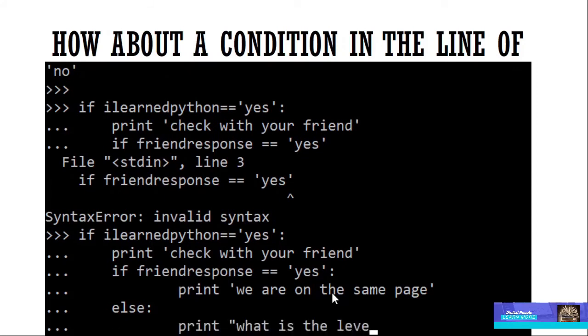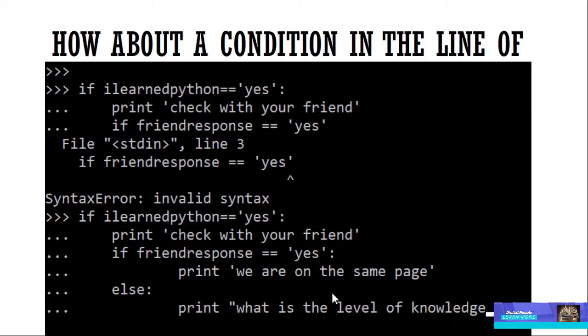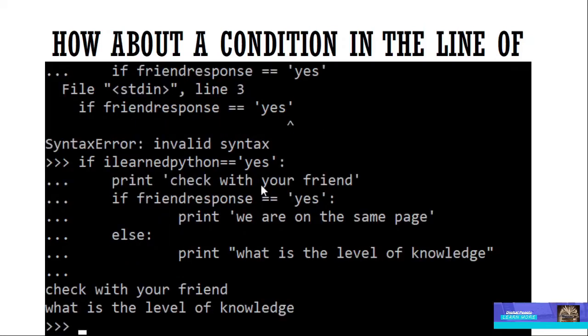what is the level of knowledge? What is the level of knowledge? Okay, so I wanted to make it in a single line. Okay, so we will see. I have learned Python. Okay, now the program is asking me to check with my friend, and when I check with my friend, he says no, and now I'm asking what is the level of your knowledge. So level of knowledge, we'll say 30. I'm going to get it as an input, 30.